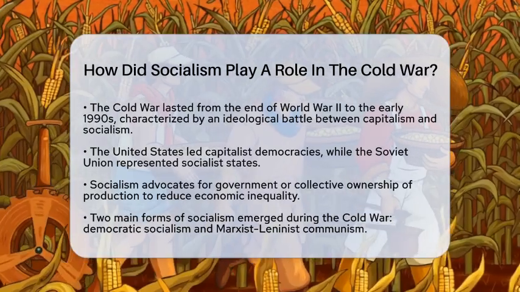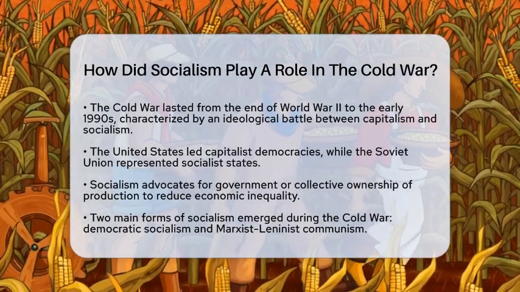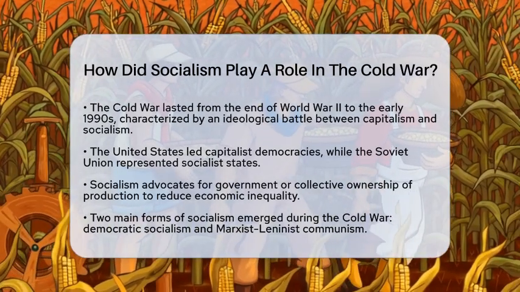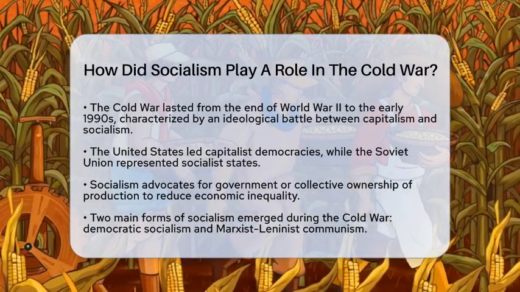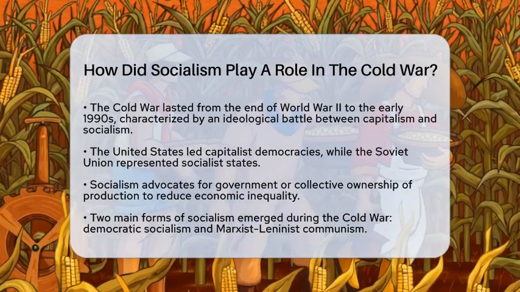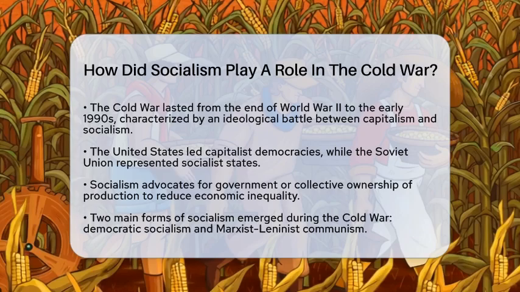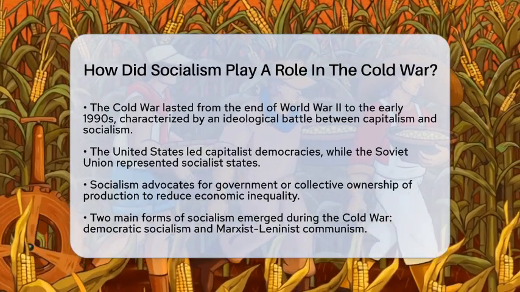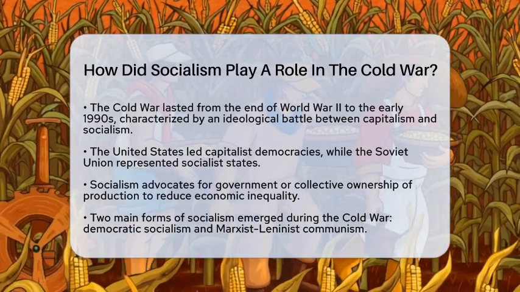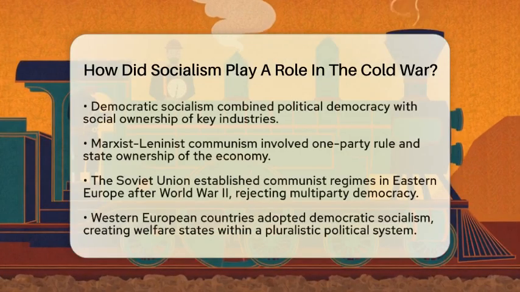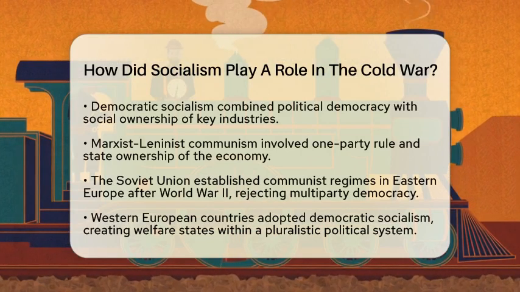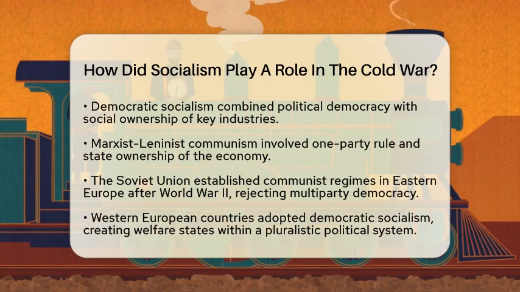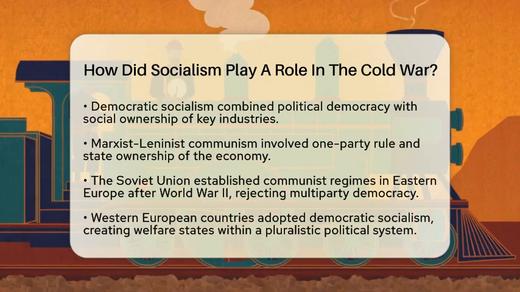Socialism encompasses a range of political and economic ideas that advocate for government or collective ownership of production. The aim is to reduce economic inequality and improve conditions for working people. During the Cold War, socialism was represented in two main forms. One was democratic socialism, which combined political democracy with social ownership of key industries. The other was Marxist-Leninist communism, practiced by the Soviet Union, which involved one-party rule and state ownership of the economy.